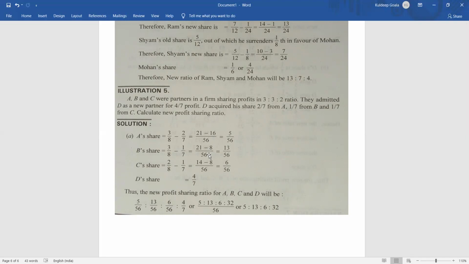I will give you another class on the sacrificing ratio. In fact, new ratio and sacrificing ratio, so that things are clear. Along with that, I will take goodwill also, in the next class.